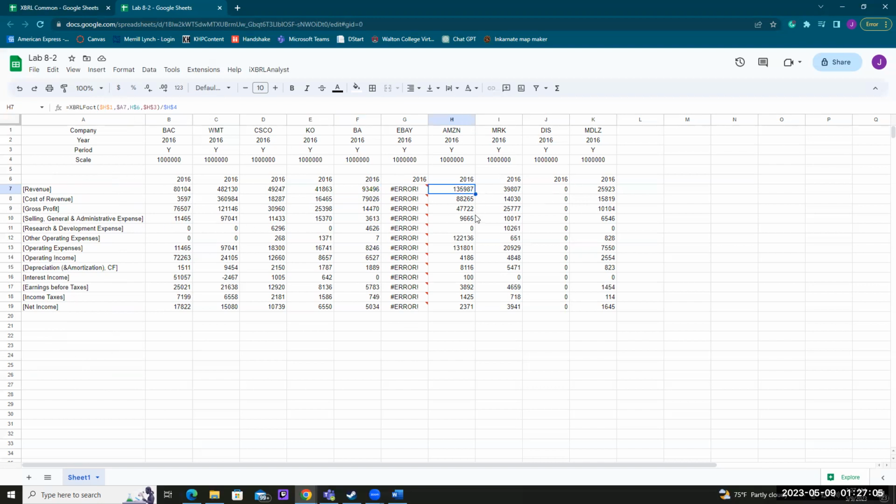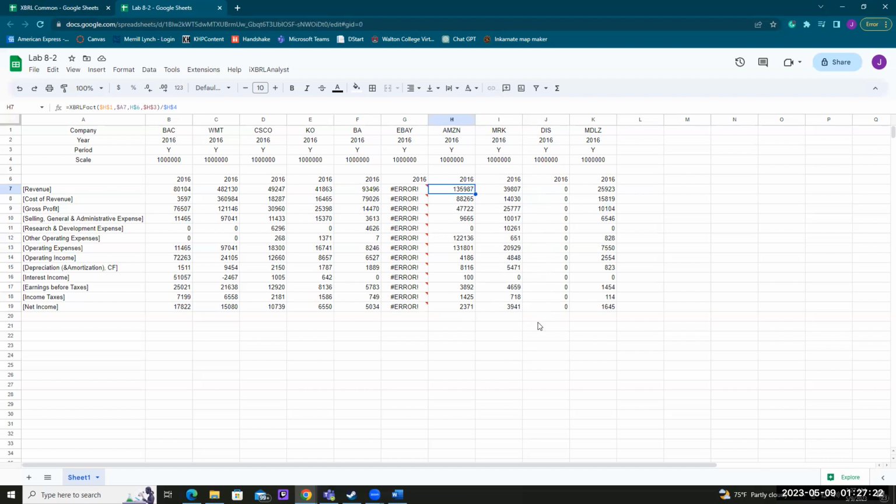And these numbers are correct here, the 135,987 and the 2371. And then we have the MRK right here, 39,807 and 3941. So all of these are matching.